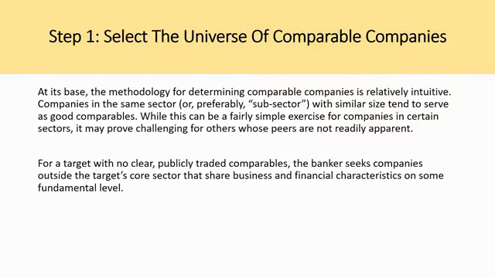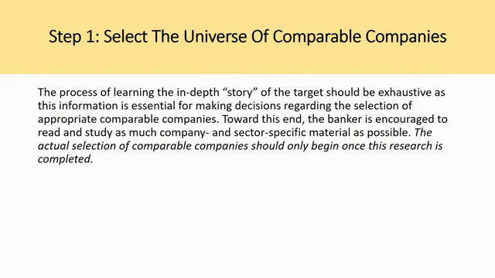While this can be a fairly simple exercise for companies in certain sectors, it may prove challenging for others whose peers are not readily apparent. For a target with no clear publicly traded comparables, the banker seeks companies outside the target's core sector that share business and financial characteristics on some fundamental level. The process of learning the in-depth story of the target should be exhaustive, as this information is essential for making decisions regarding the selection of appropriate comparable companies. Towards this end, the banker is encouraged to read and study as much company and sector-specific material as possible. The actual selection of comparable companies should only begin once this research is completed.